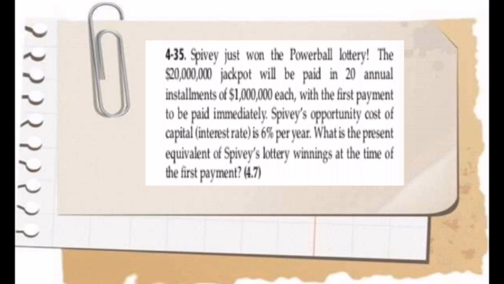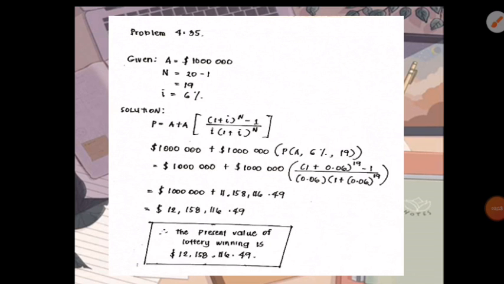So, 4.35. Spivey just won the Powerball lottery. So, the $20 million jackpot will be paid in 20 annual installments of $1 million each, with the first payment to be paid immediately. Spivey's opportunity cost of capital interest rate is 6% per year. What is the present equivalent of Spivey's lottery winnings at the time of the first payment? So, given A is equal to $1 million and N is equal to 20 minus 1, so it is equal to 19. And the interest rate is 6%, so solution.